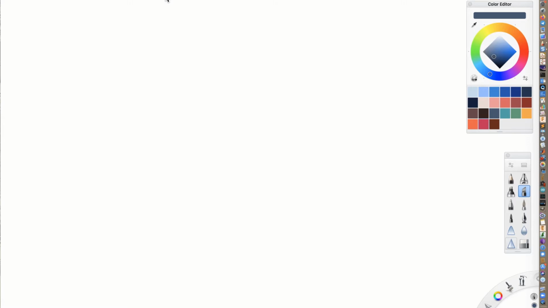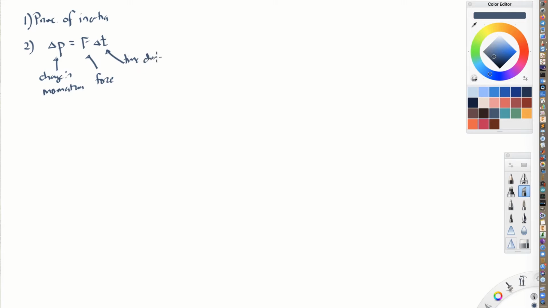So last time I talked about Newton's first law, the principle of inertia. The second law that I developed is that when a force acts on something, it changes its momentum. So delta P, the change in momentum, is equal to the force times the time during which the force acts. It's caused by a force acting on it, and this is the time during which the force is applied.